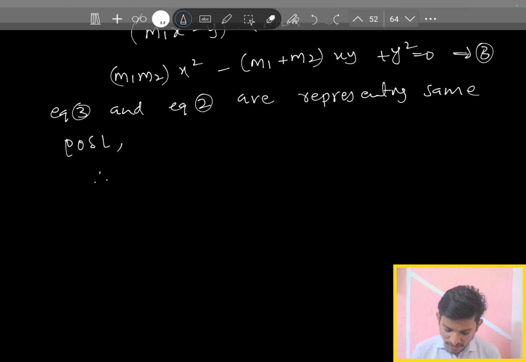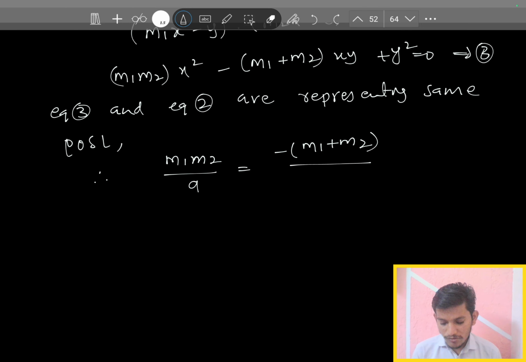Now from equation number 3, the coefficient of x square is m1 into m2, and from equation number 2, the coefficient of x square is a. Here we have the coefficient of xy as m1 plus m2, divided by the coefficient of xy over there, which is 2h, right? And then the coefficient of y square in equation number 3 is 1, and the coefficient of y square in equation number 2 was b, not b square, it is simply b.